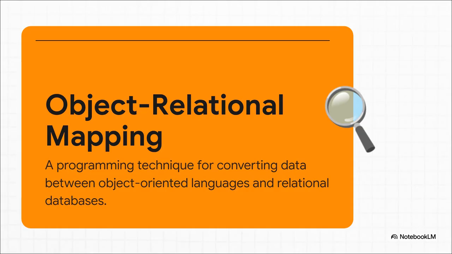And that is exactly where the idea of object relational mapping, or ORM, comes into play. You should think of it as this brilliant multilingual translator. It's a programming technique that literally sits right in the middle and handles all the messy work of converting data between these two very different models. It's the bridge across that gap.